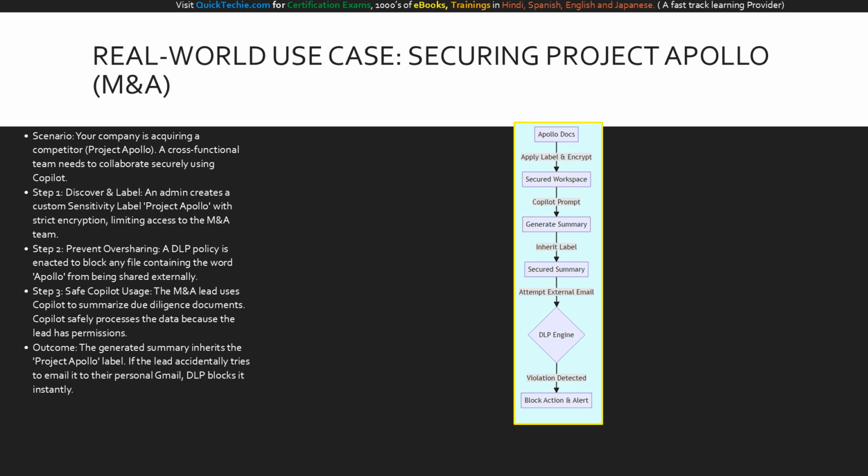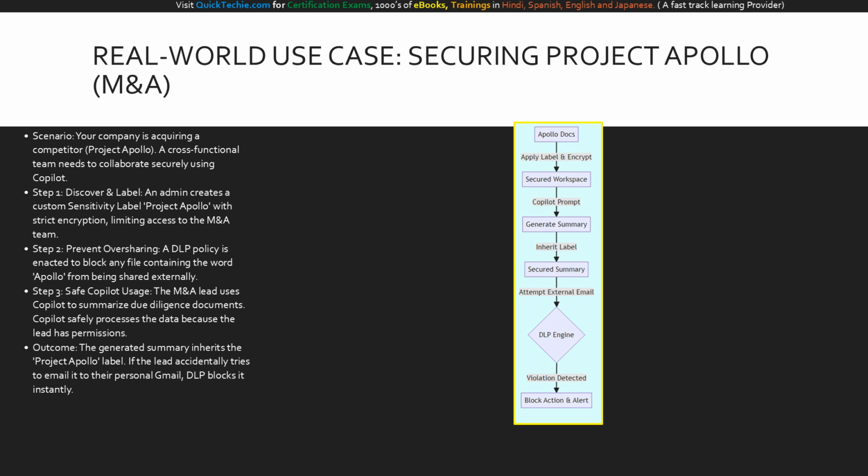Now, the M&A lead asks Copilot to summarize 50 pages of due diligence. Because they have permission, Copilot complies. It generates the summary and automatically applies the Apollo sensitivity label. If that lead mistakenly tries to forward that summary to their personal email, DLP instantly blocks the transmission. Productivity is enhanced, and security is airtight.